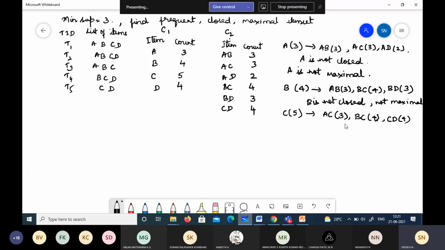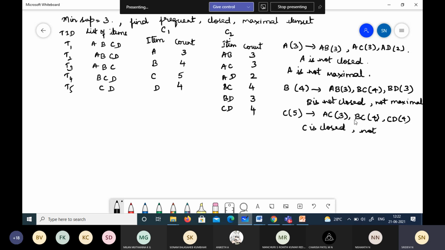Now, is C closed here? Yes, ma'am. Closed. Why? Because the support count of C is not matching with any of the immediate supersets. It is lesser than this, so these are not frequent. So I can say that C is closed. What about maximal? We have item sets with support count equal to 3, so we cannot say it is maximal.